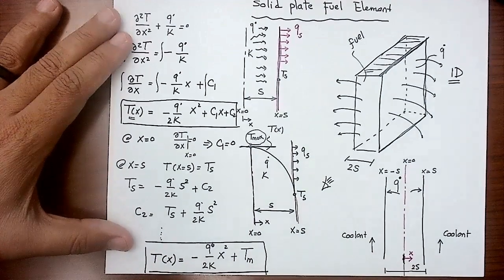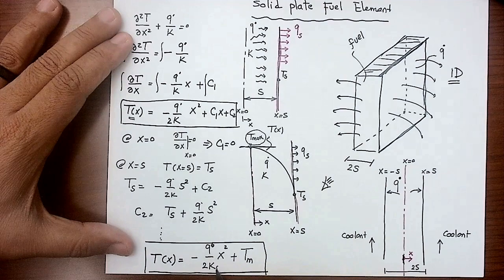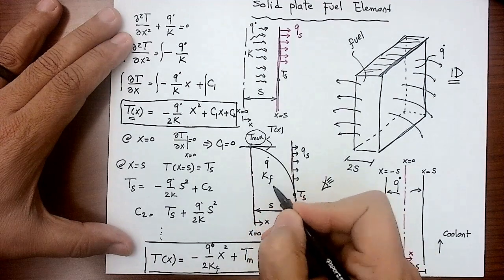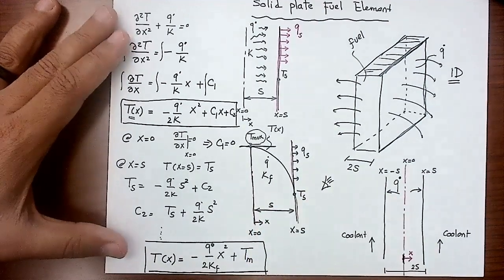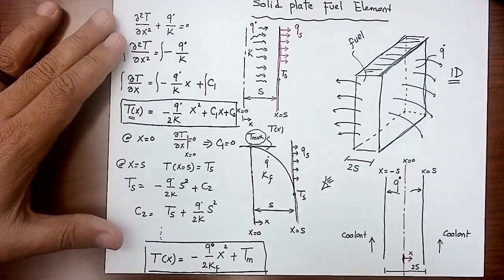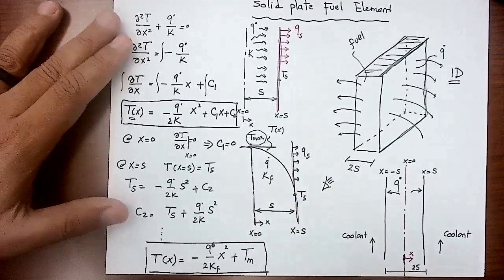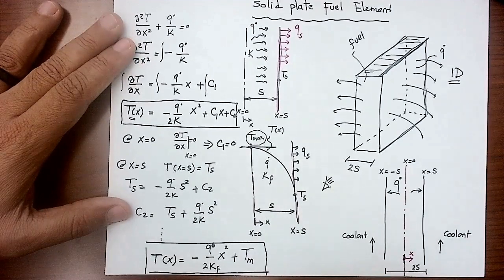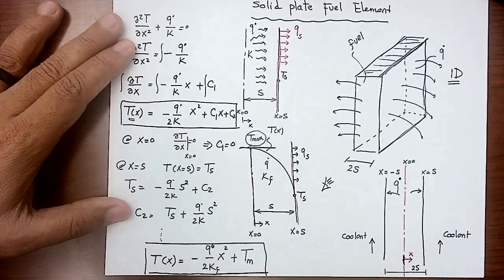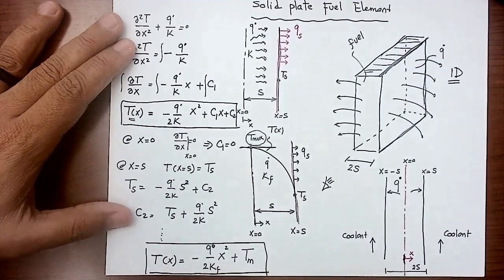Okay? And what K is this? This is K of the fuel. So I'm going to call that K subscript F, which stands for the fuel. Because if we have the gas gap, I'm going to call K gas. If I have cladding, I'm going to call that K cladding. So just to distinguish between fuel, gas, and cladding. Okay, so that's a very important equation here.